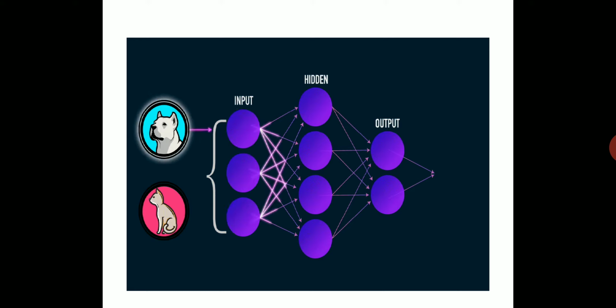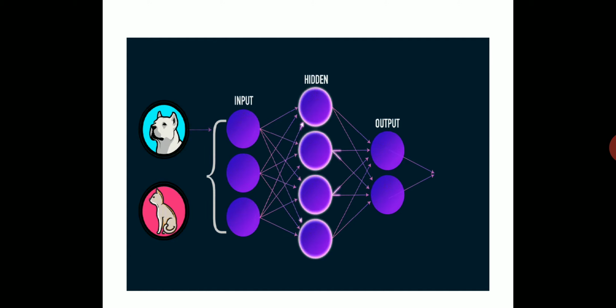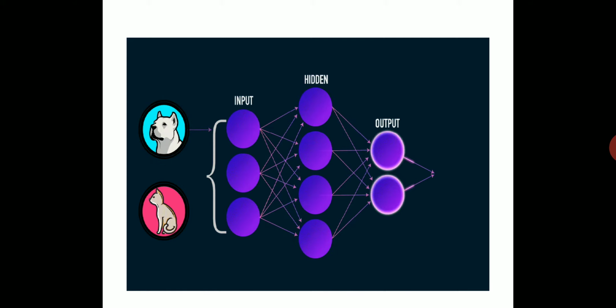If we don't have any type of activation function, we put both the inputs into the input layer and we get both the outputs, dog as well as cat. So by using the activation function we activate only those neurons which should be used in the system.